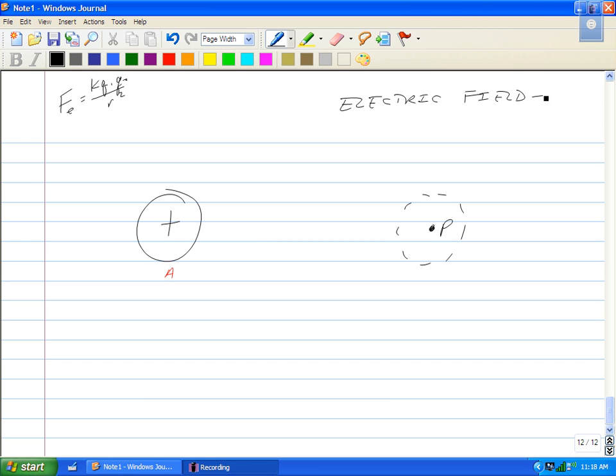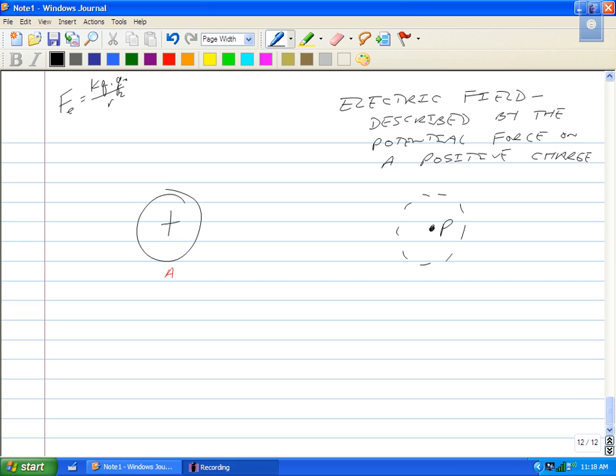And we're going to define that electric field. Not define as in the nature of it, but how to describe it. Maybe describe's a better word. We're going to describe the electric field as it's described by the potential force on a positive charge.